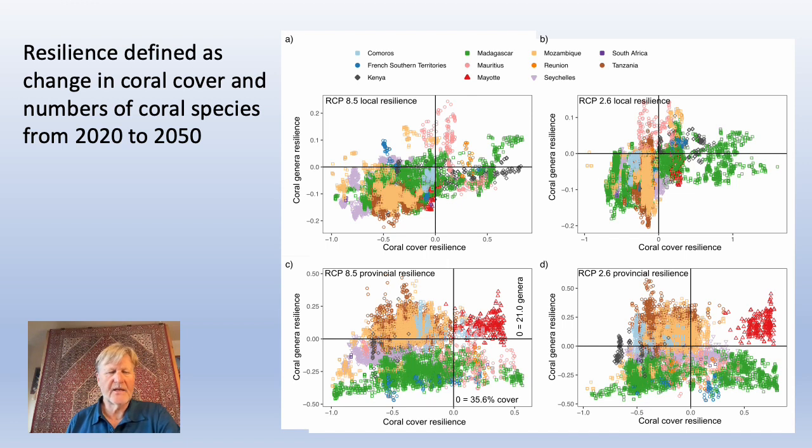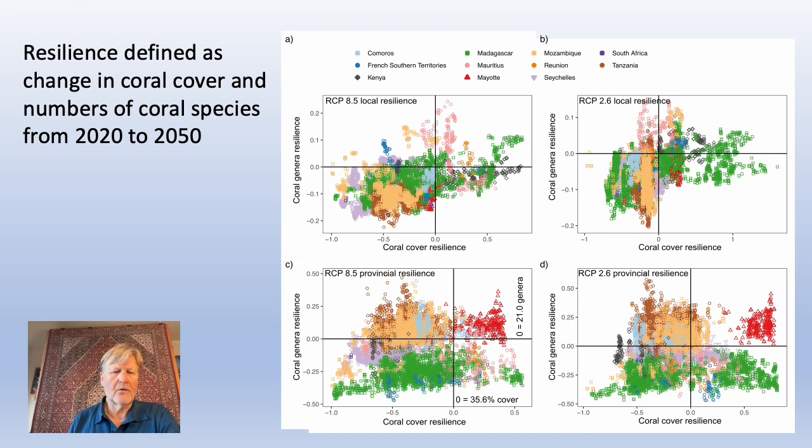And you can see that the business as usual scenario, as well as the RCP 2.5, most of the sites lie in the lower left quadrant, suggesting they're losing species and coral cover, but there's broad distribution throughout the area.